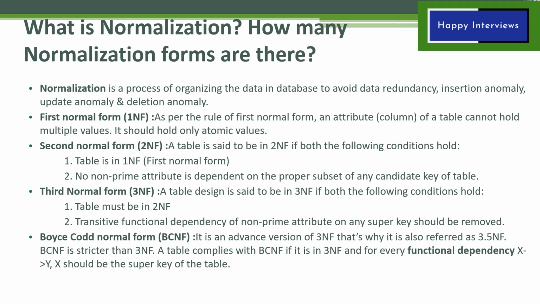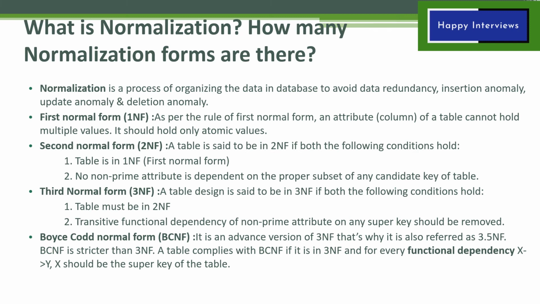Okay, next is 3NF. A table design is said to be in 3NF if the table is in 2NF, and transitive functional dependency of non-prime attributes on any super key is removed. So transitive dependency should not be there. So what is transitive dependency? If X is dependent on Y and Y is dependent on Z, this is called transitive dependency. So it should be removed. And how will it be removed? X dependent on Y will be kept in one table, and Y dependent on Z will be kept in another table. So transitive dependency should be removed to make the table in 3NF.